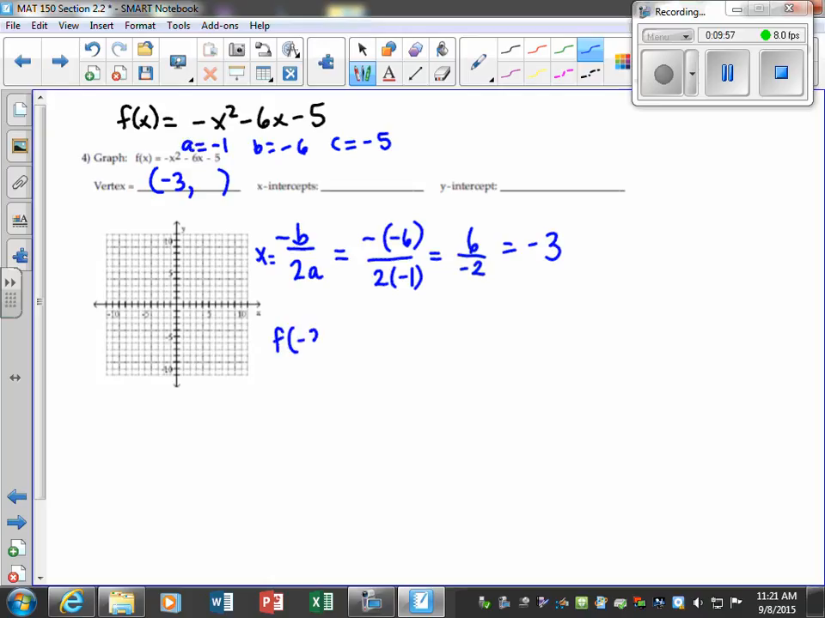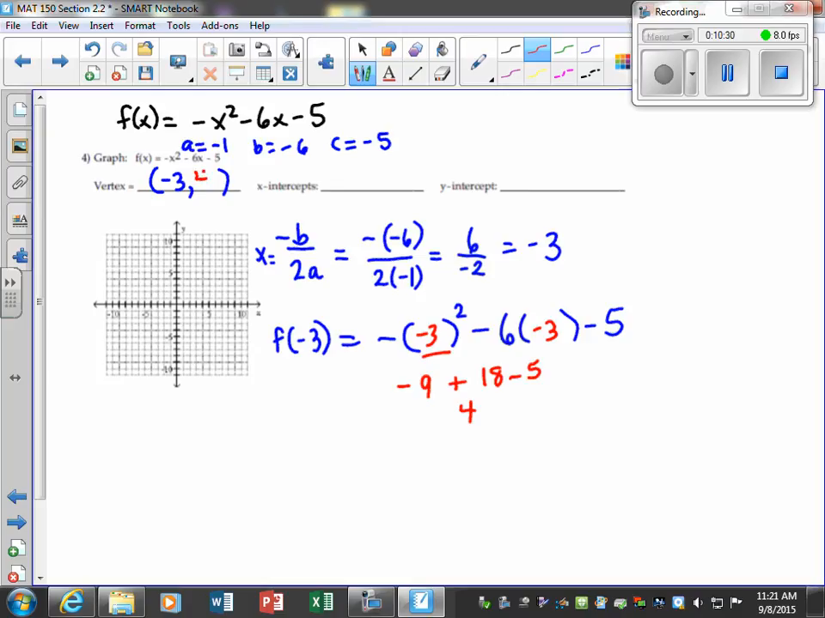To get the y value, I plug it back into the original function. So the original function evaluated at my x value is going to be negative everywhere there's an x, put a parenthesis, and I'm pulling this from the original function. Everywhere there's an x, put a parenthesis, and now we're going to evaluate this at negative 3. Negative 3 squared is 9. The negative sign just drops down out front. Plus 18 minus 5. This simplifies to 4. And now we have our vertex.